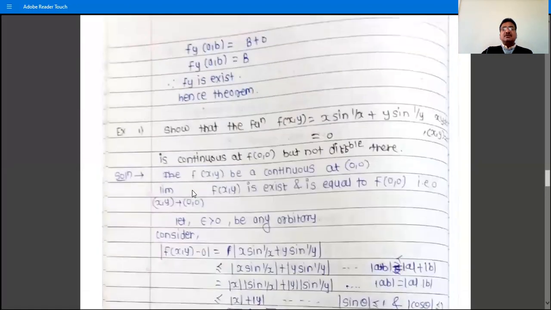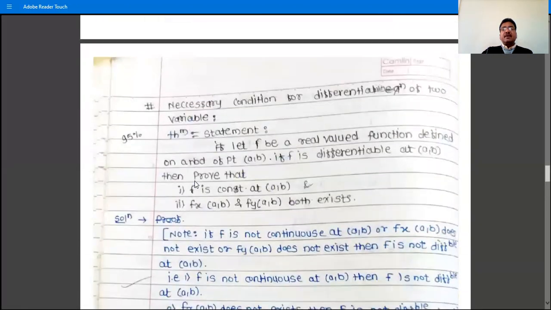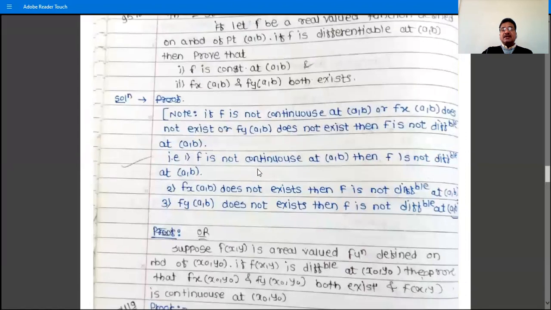So what is the necessary condition? This is the meaning of the necessary condition. If fx(a, b) does not exist, then the function is not differentiable. If fy(a, b) does not exist, then also the function is not differentiable. If f is not continuous at (a, b), then the function is not differentiable. These are the necessary conditions.